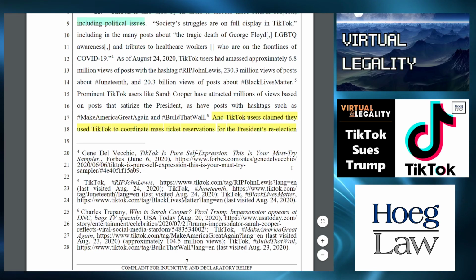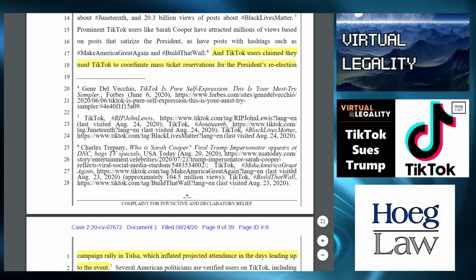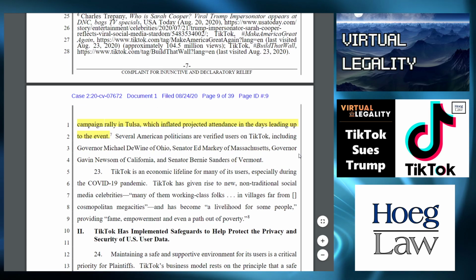And then one thing they want to make sure they tie this to is some issues with presidential rallies, really before all of this started happening in 2020. TikTok users claimed they used TikTok to coordinate mass ticket reservations for the president's re-election campaign rally in Tulsa, which inflated projected attendance in the days leading up to the event.